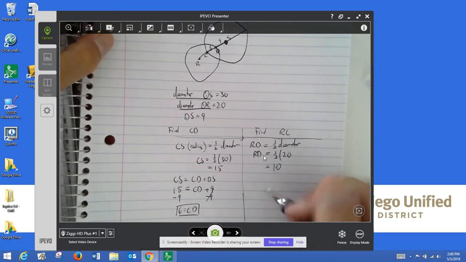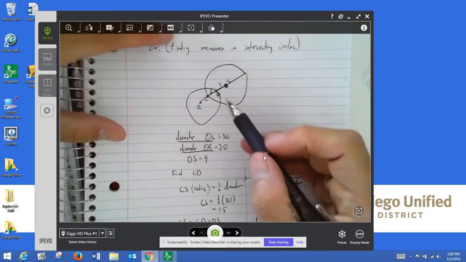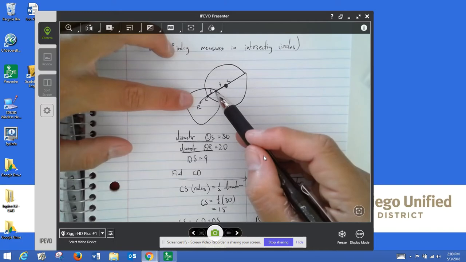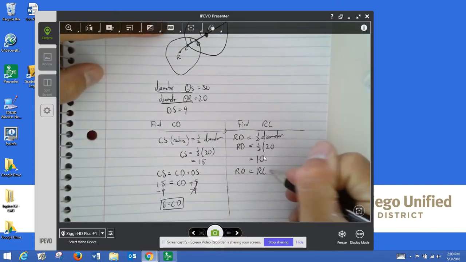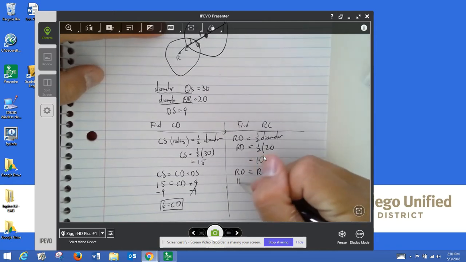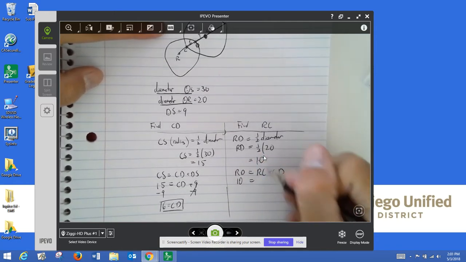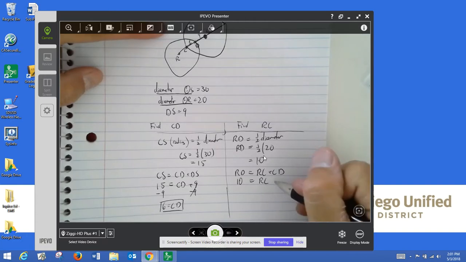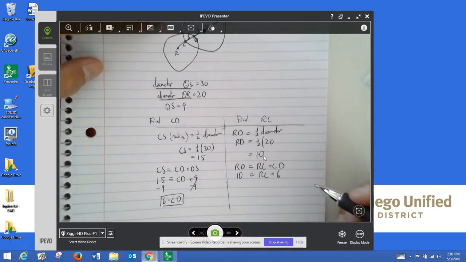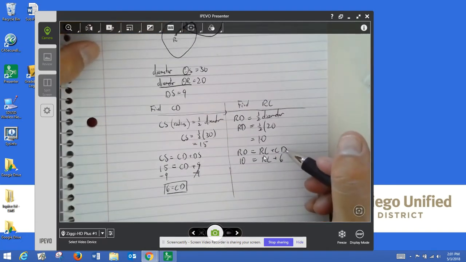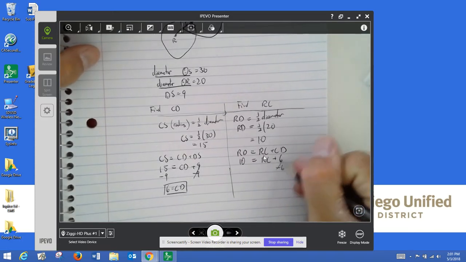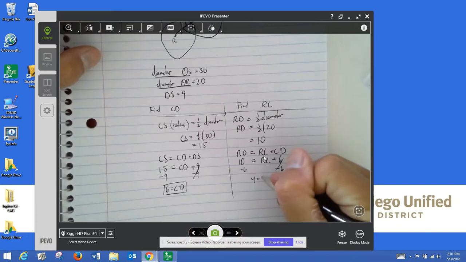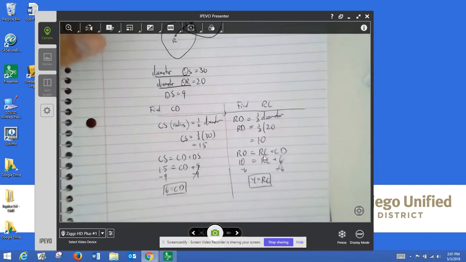Then we know that RD is also comprised of two different segments, RC and CD. RD is equal to RC plus CD. We know that RD is 10. We just solved for that. RC we don't know. And finally, CD we just solved previously is 6. Be careful, if you mess up your calculations for CD, you'll mess up your calculations for RC. So you subtract 6 from both sides, and you get 4 is equal to RC. There you go. That's your solution for that.